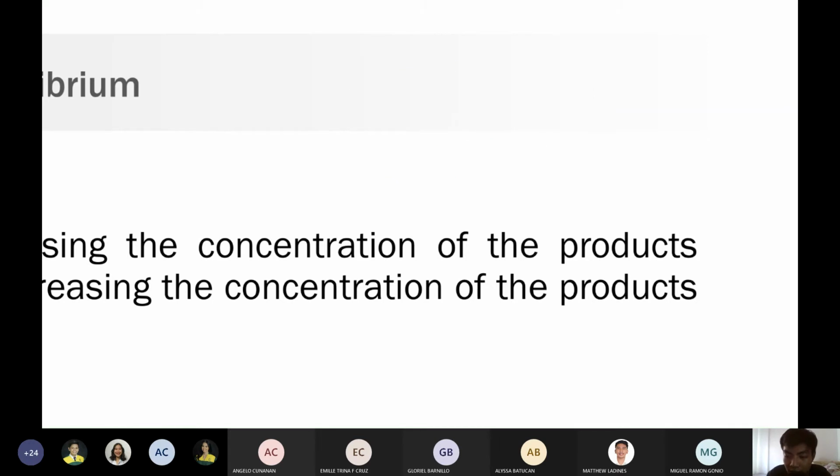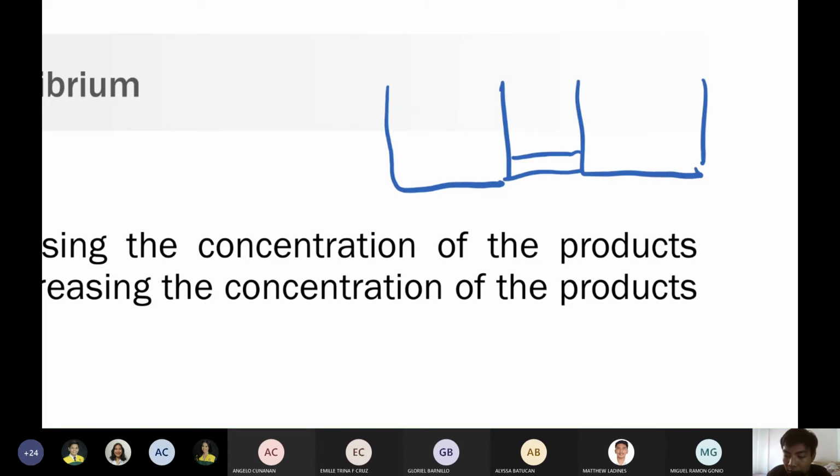What if yung reactant naman ay binawasan mo? Hulaan yung mangyayari. What if binawasan mo yung reactant? Kunwari, ito lang yung reactant, binawasan ko na. What will happen to the equilibrium system? The equilibrium system will be shifted to the left na. So, masishift siya to the left when you decrease the concentration of your reactants.